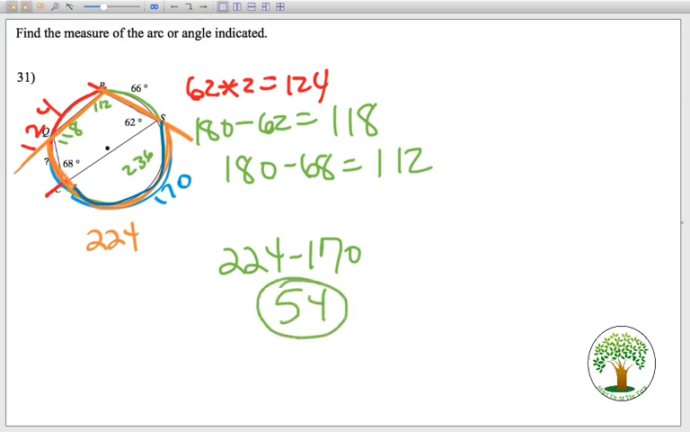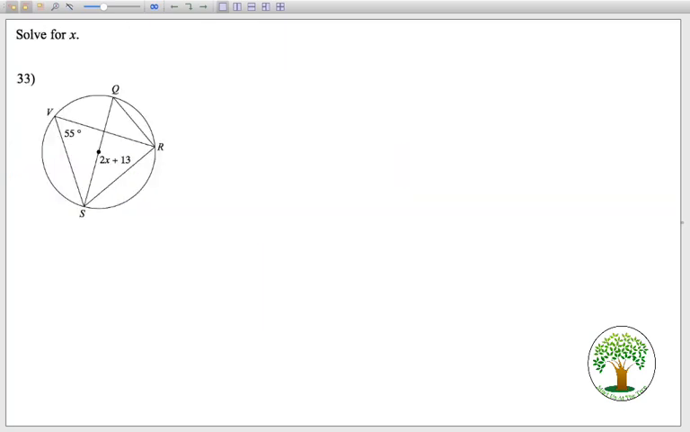Whew, that took a long time. There might have been a faster way to do that, though, but that's the one we got there. Let's move on to the last problem. All right, this is the last one. We're going to do number 33.